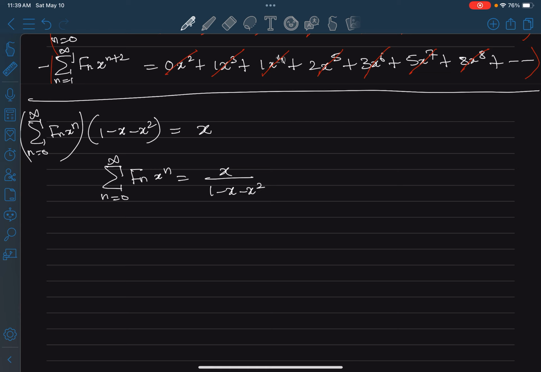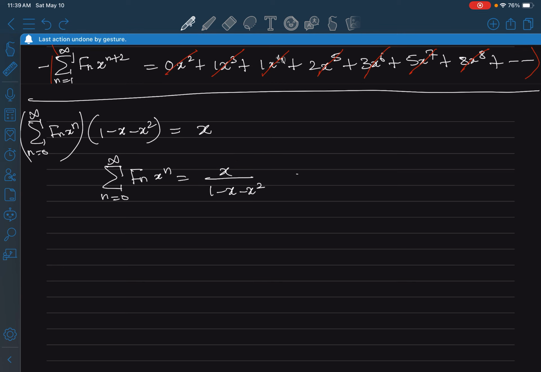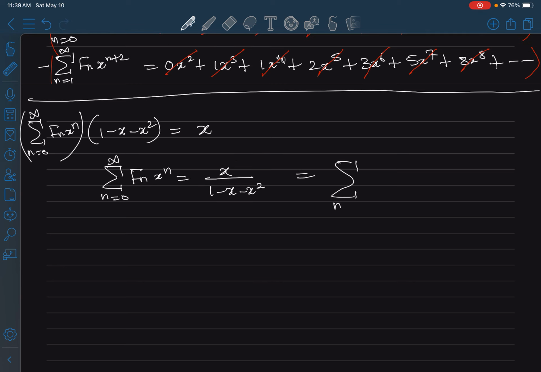But now the question is, how can this generating function actually be used to find the Fibonacci number? The way is, we will try to express this rational function over here also in the form of a sum from n equals 0 to infinity of some number times x to the power n. And when we have expressed it in this form, we know that these two should be equal, right? So that's the way we are going to deal with it.